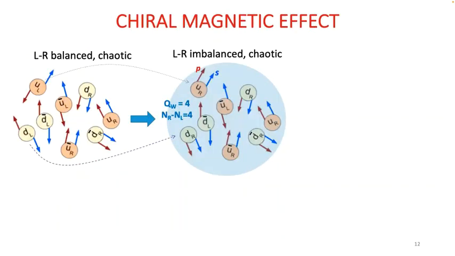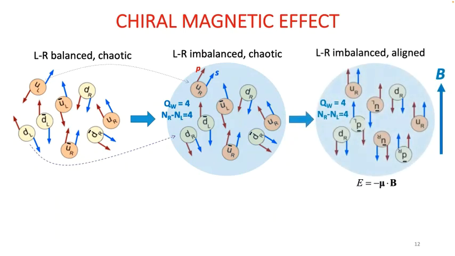All right, so one of the effects is the so-called chiral magnetic effect. Under normal conditions you have, say, left and right handed balanced and everything is chaotic. So this is kind of a normal vacuum state with topological charge 0. And if you have fluctuation into a non-zero topological charge state, say, for example, topological charge 4, you have more right-handed quarks than left-handed quarks. They're still kind of randomly oriented, but you have a finite non-zero handedness in the domain. Now, one way to observe that is to apply a strong magnetic field.